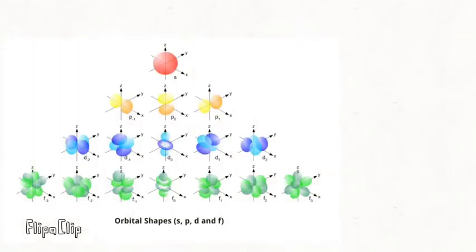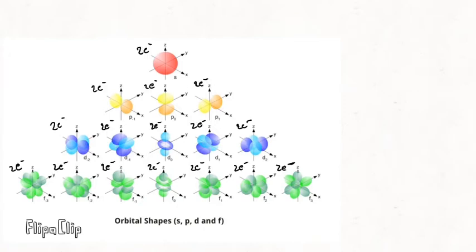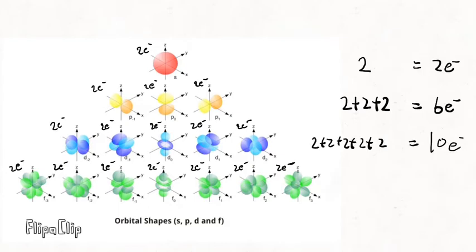Here are the shapes of different orbitals. Each orbital can hold 2 electrons. For s, there is only one orbital, which can hold 2 electrons. For p, there are 3 kinds of p orbitals, which can hold 6 electrons in total. For d, there are 5 orbitals and they can hold 10 electrons in total. For f, there are 7 f orbitals, which can carry 14 electrons.